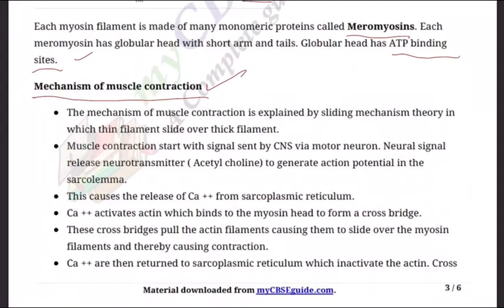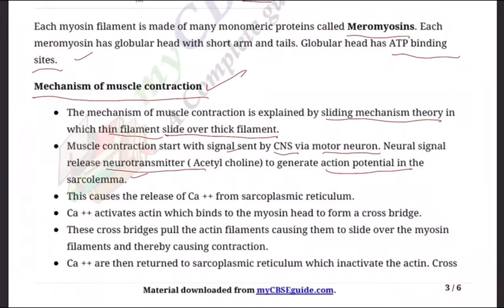So the mechanism of muscle contraction is explained by the sliding filament theory. Remember that? Sliding means slipping one over the other, in which the thin filament slides over the thick filament. Muscle contraction starts with the signal sent by the central nervous system via motor neurons. Neural signal releases a chemical called neurotransmitter, for example, acetylcholine, to generate action potential in the sarcolemma.